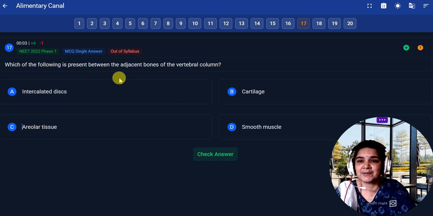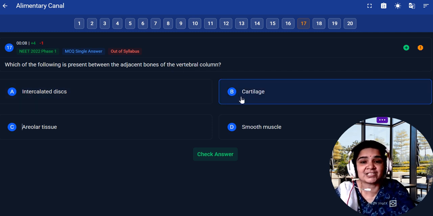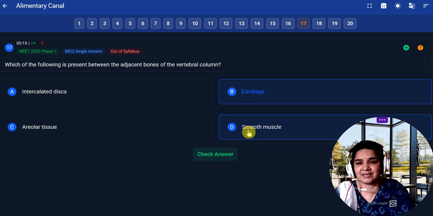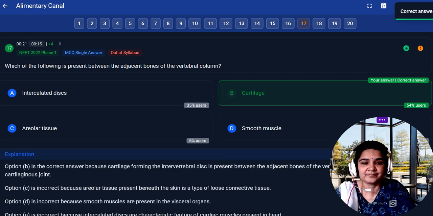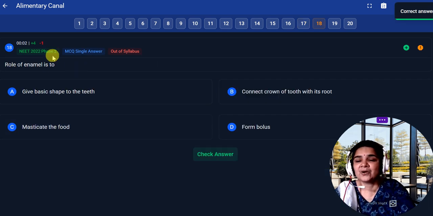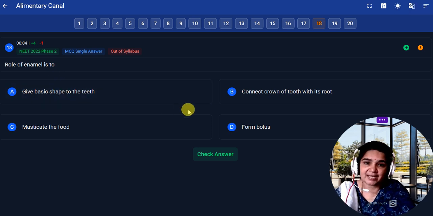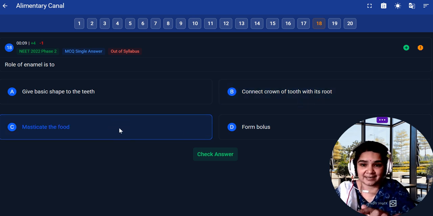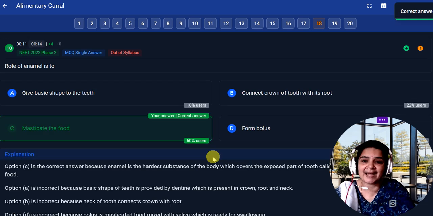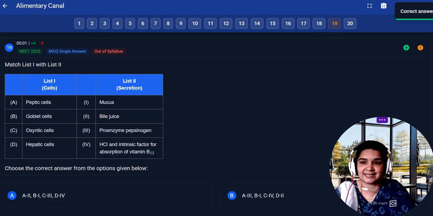Which of the following is present between the adjacent bones of the vertebral column? In between the two vertebrae, there is cartilage. It is not intercalated disc. Intercalated discs are related to the cardiac muscle. Smooth muscle, areolar tissue, cartilage. So the correct option is cartilage. The role of enamel is to give shape to the teeth, okay. Connect the crown of the teeth with its root, okay. Masticate the food. The most appropriate option is masticate the food. So we have to select that.